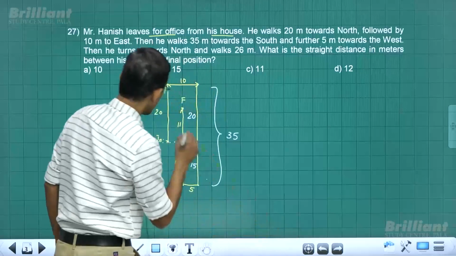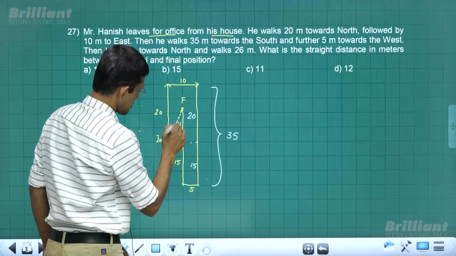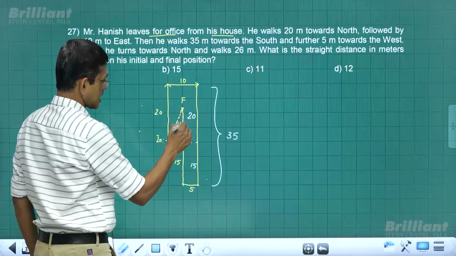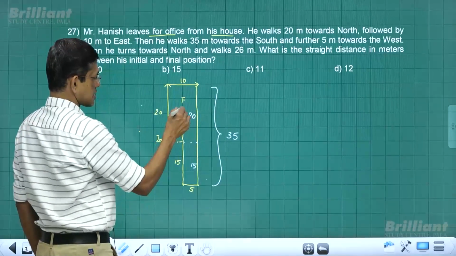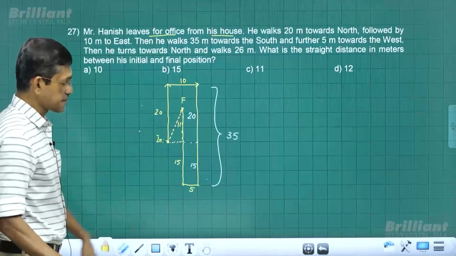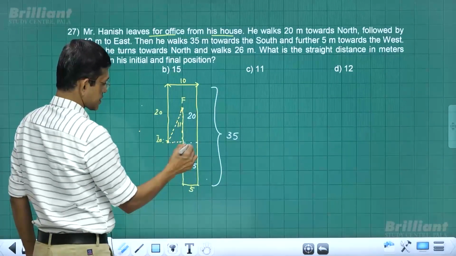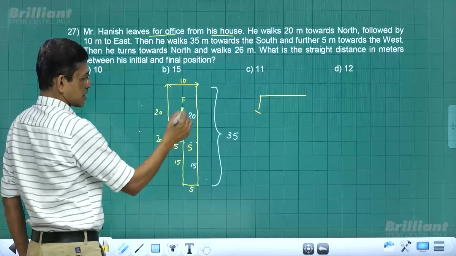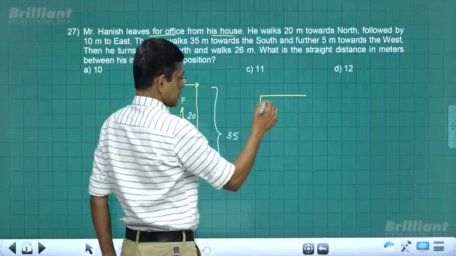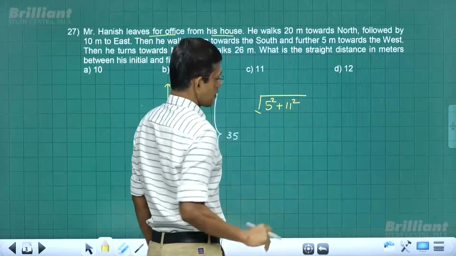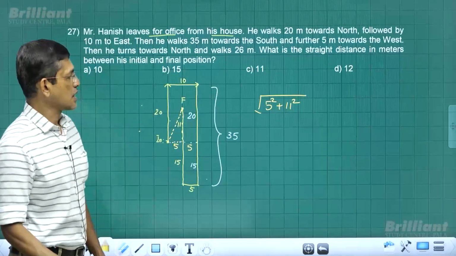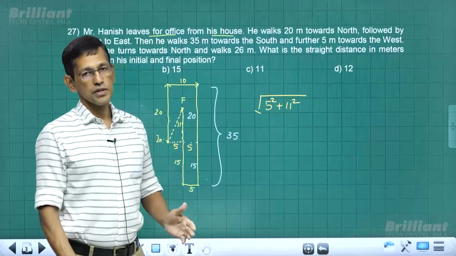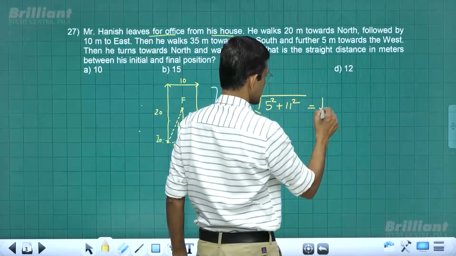Let me draw it. So that's a right angle triangle we have. We need to find the hypotenuse of this triangle. That will give you the distance between initial and final positions. So this height is 11 and this total is 10. This part is 5, so balance is 5. So ultimately, for the hypotenuse, with height and base, it is the root of base square plus height square. 121 plus 25, that is 146. 11 square is 121, plus 25. So it's equal to root of 146.